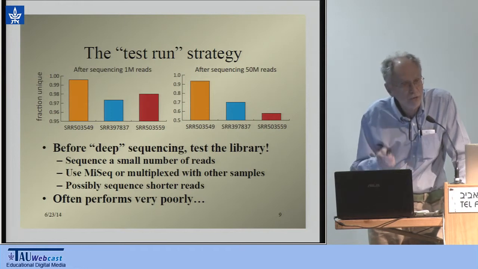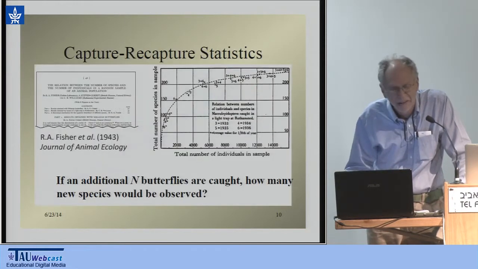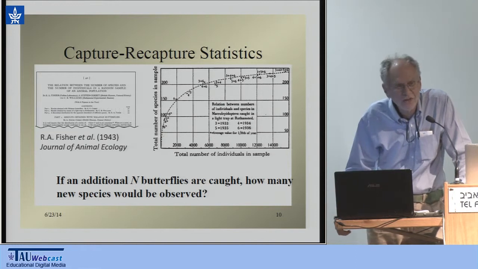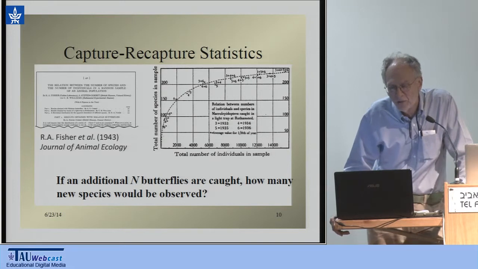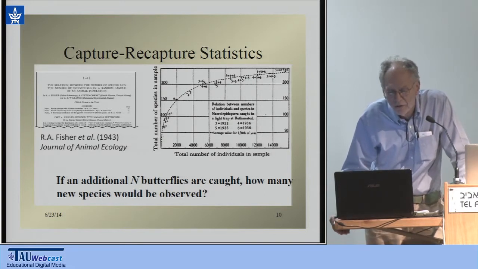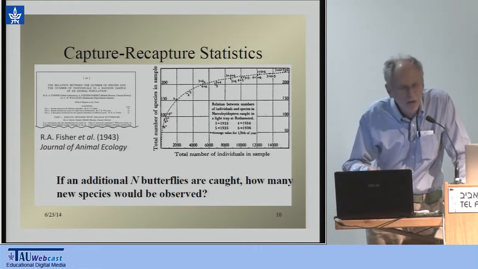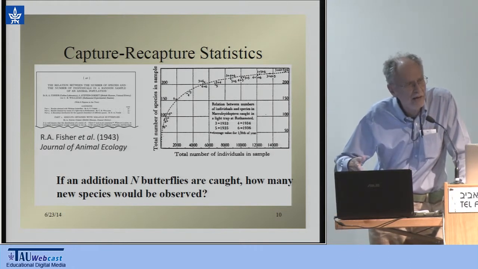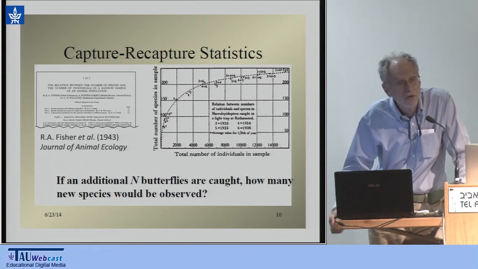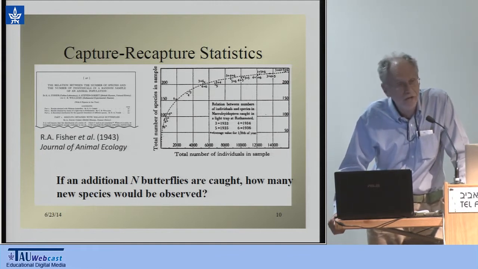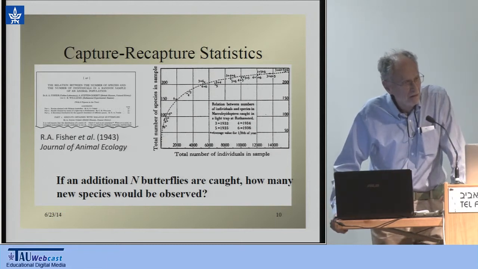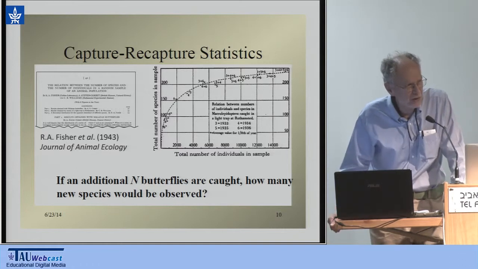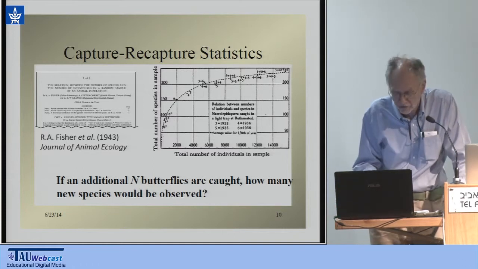The answer is you turn to the humanities. This traces back to something R.A. Fisher knew about. I.J. Good wrote papers about this. Capture-recapture statistics. So if you went out and captured butterflies and looked at how many species you had, how would you justify to your funding agent going out and catching another 1,000 butterflies? How many new species could you promise them? That's a pretty hard question.